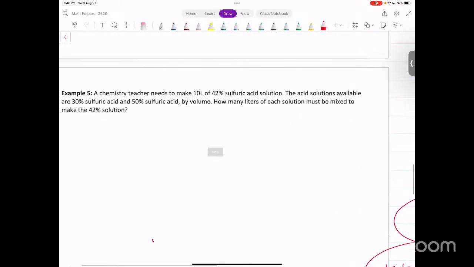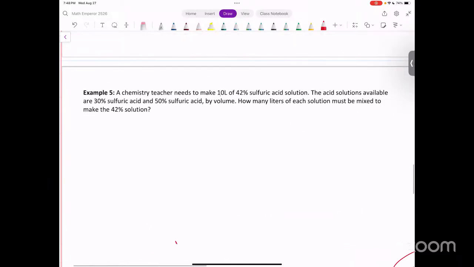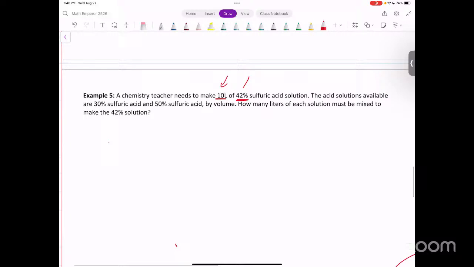So we're going back to the question called the mixture problem. That is what we're going to see: a mixture problem, not the mixture that you eat. A chemistry teacher wants to make 10 liters of 42% sulfuric acid. Let me go back to what that really means. When the teacher makes that 10 liters in a beaker, imagine the teacher makes the sulfuric acid. So this is the 10 liters of sulfuric acid.